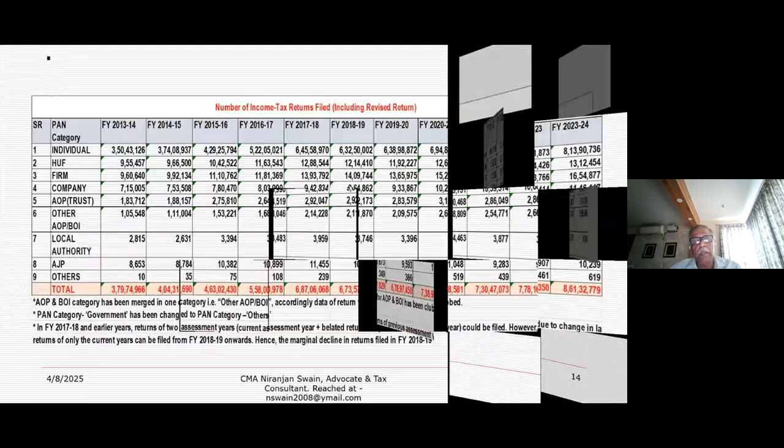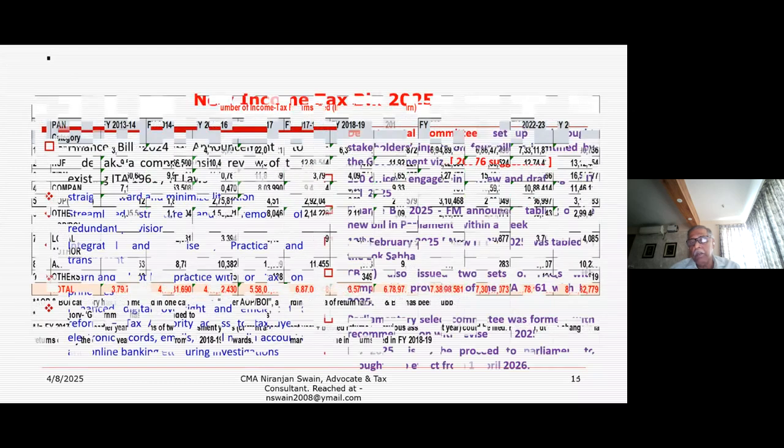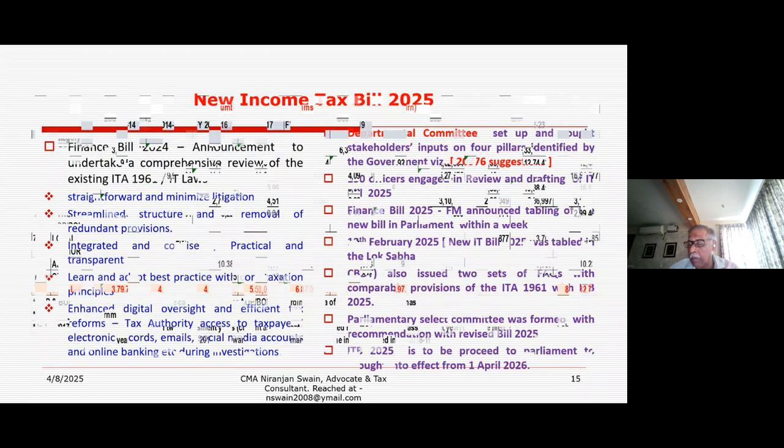And similarly, the number of income tax returns filed, including revised returns, was 8.61 crores. Already I told you, including the revised return and updated return. So with this background, giving a broad view of the income tax from 1860 to 2025, you can clearly make a comparison while I am discussing the new tax bill 2025.